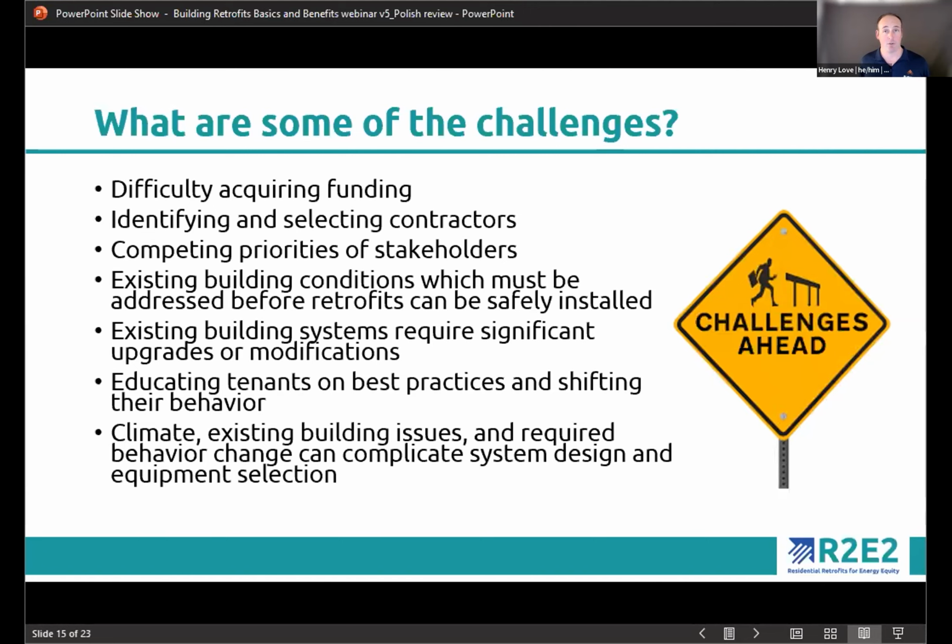Identifying and selecting contractors who understand the technology, making sure that they know how it works and how to optimize the system so that you are achieving that energy efficiency, you are saving money in the end.